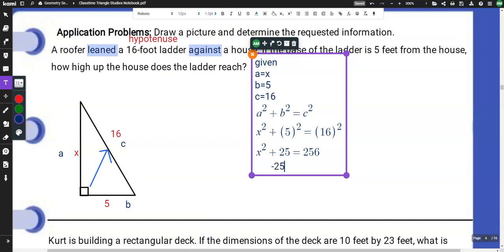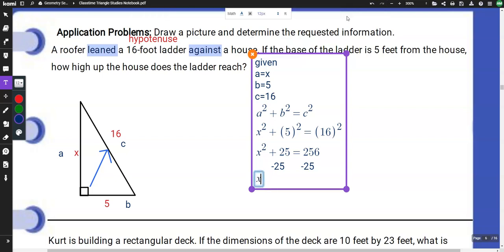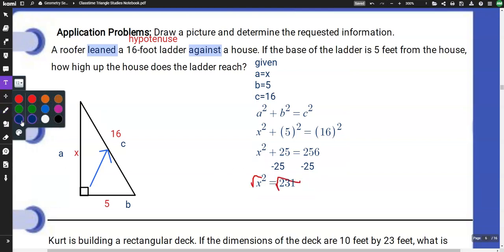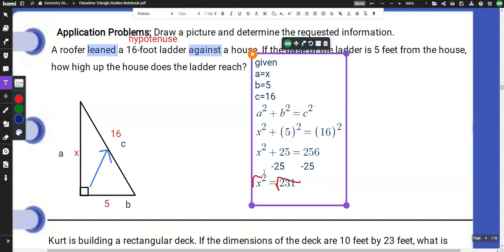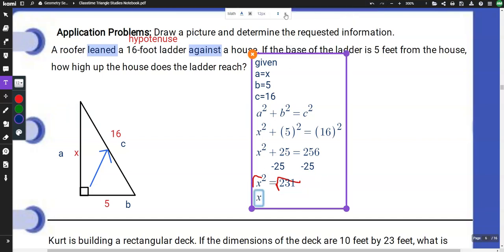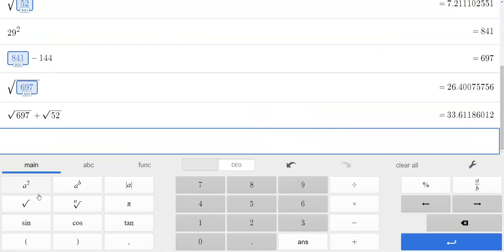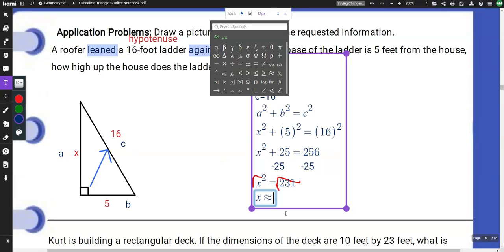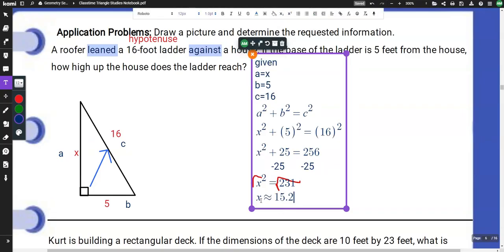We're going to subtract 25 from each side. And we are going to have that x squared is equal to 231. We're going to take the square root. And the reason I'm using the draw tool for that is it just shows that I added it later. And we're going to get that x is approximately equal to 15.2. Now, in this problem, we were given units, so units must be returned. 15.2 feet.